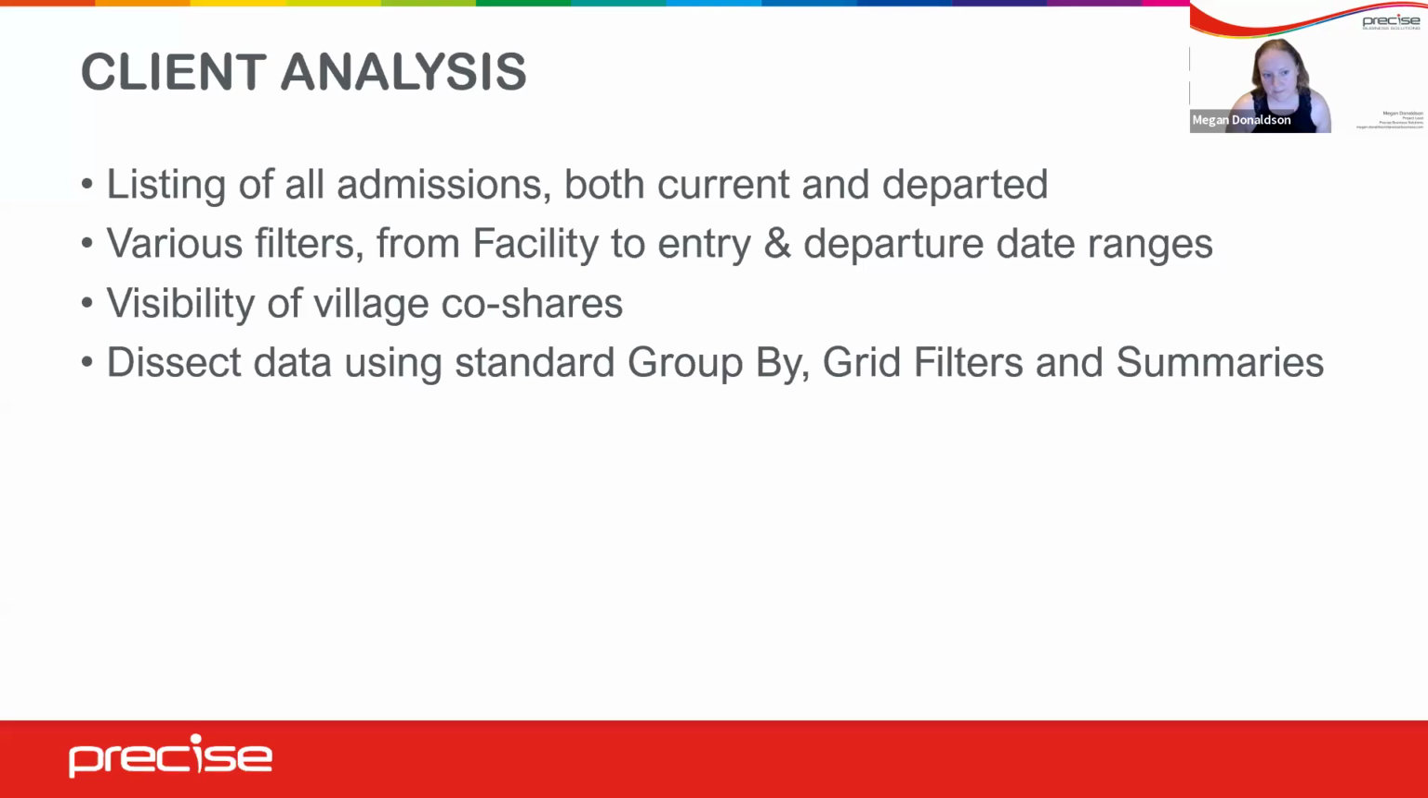So the client analysis has a list of all your admissions, both current and departed. You get the various filters, so that may be from your accommodation entry start and end dates. It could be your departure date ranges as well. You can then see co-share information in there. If you're using the co-shares for your villages, you'll be able to see that information. And you'll be able to dissect the data using standard functions like your group by, grid filters, and summaries.